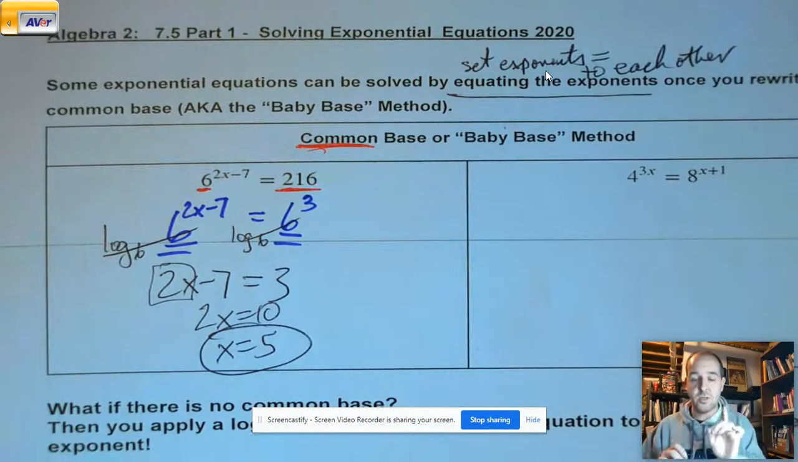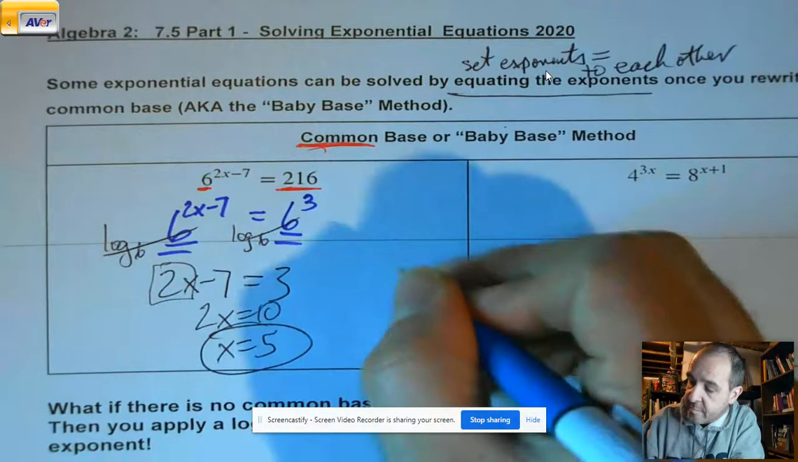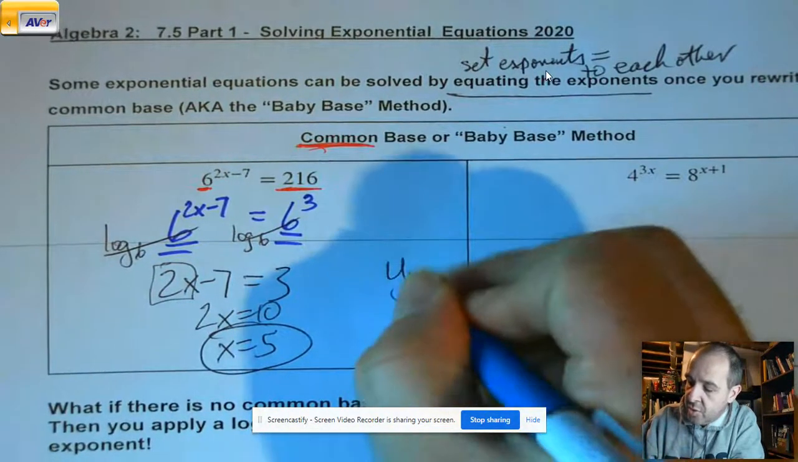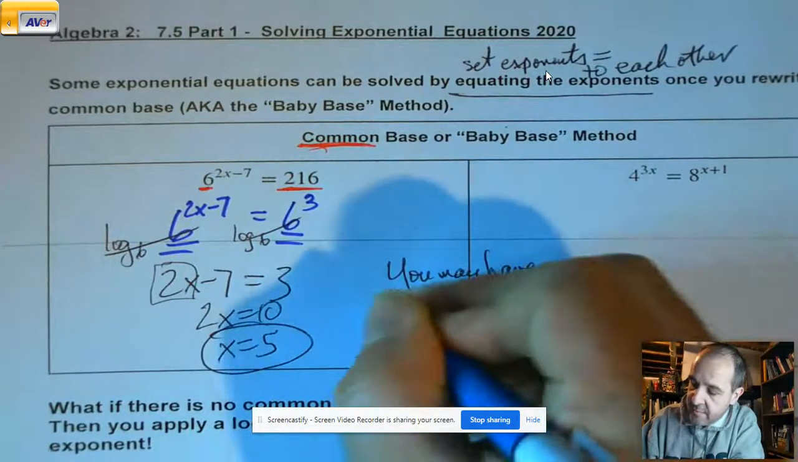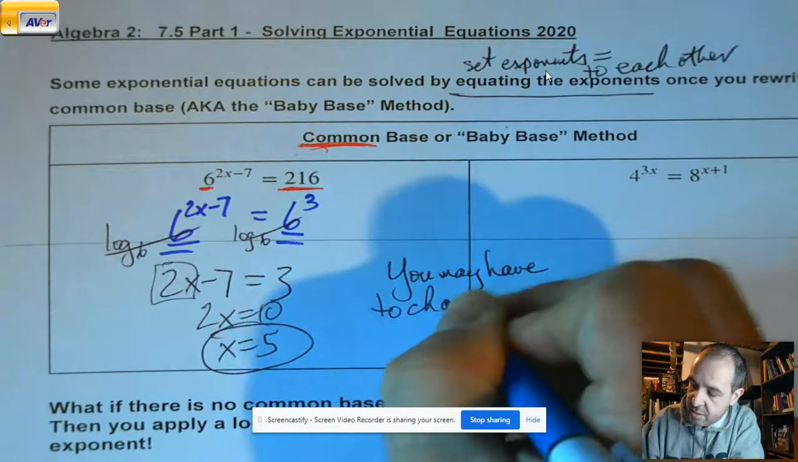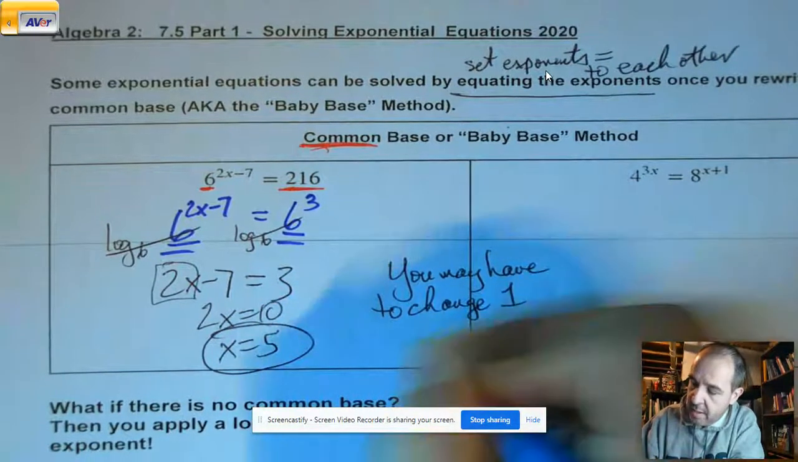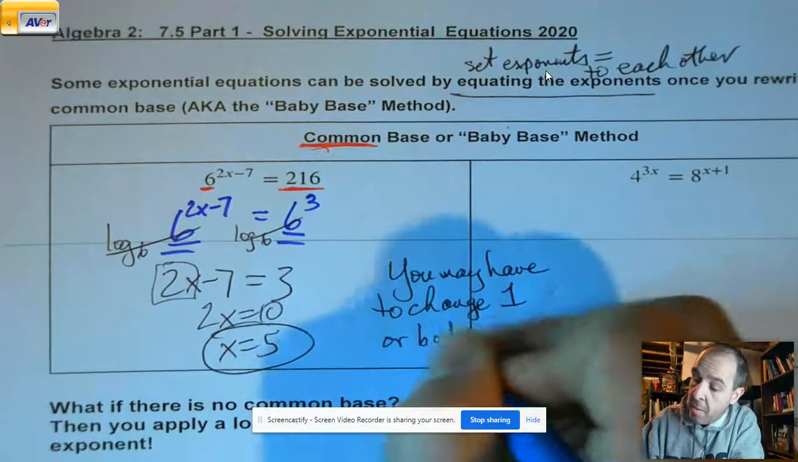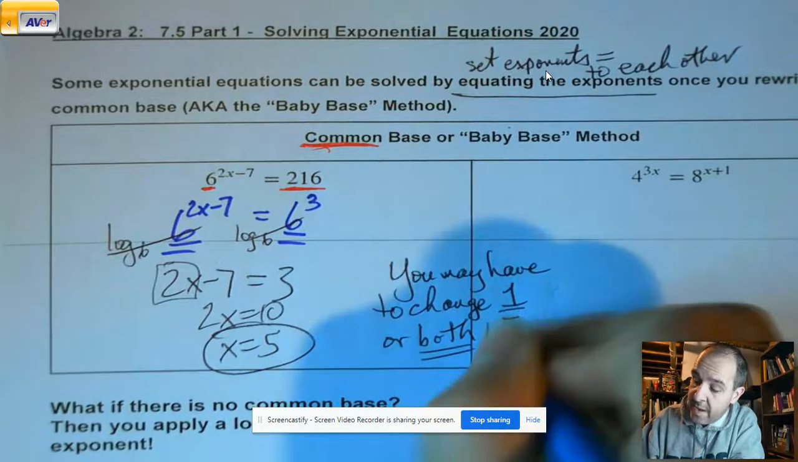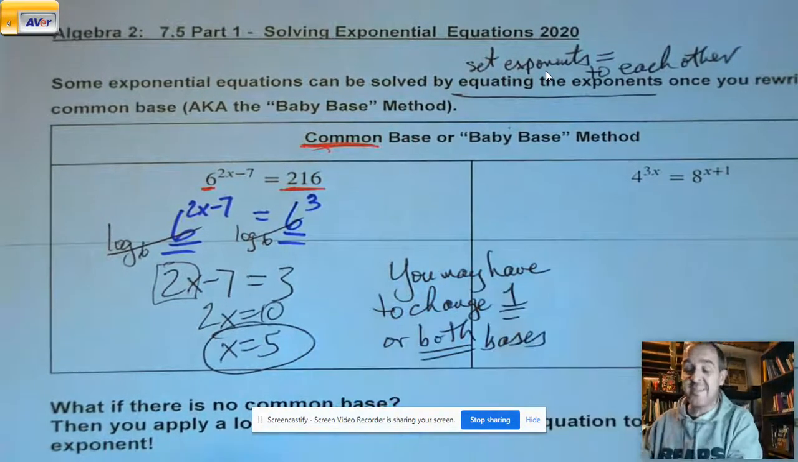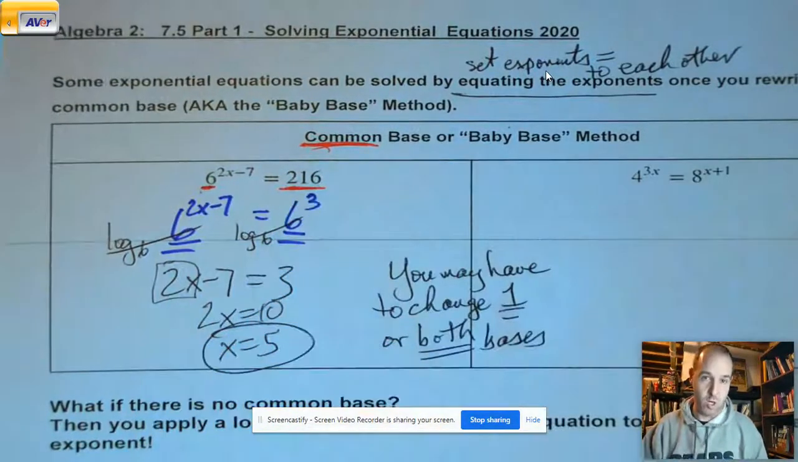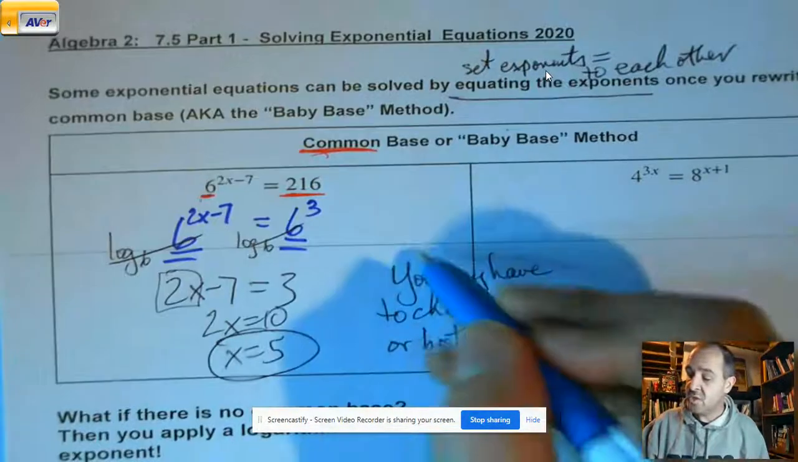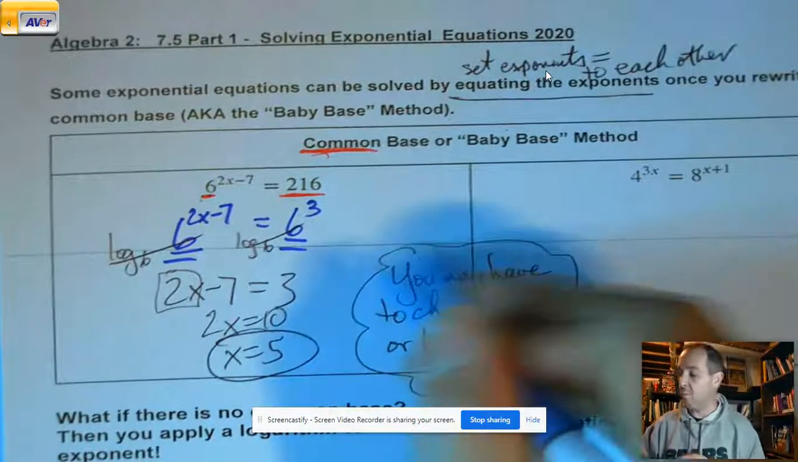Now, here's one thing though. You may have to change one or both bases. Sometimes just messing with the smaller one and taking it to an exponent to get the bigger one won't work. So sometimes we're going to have to get a little more creative.